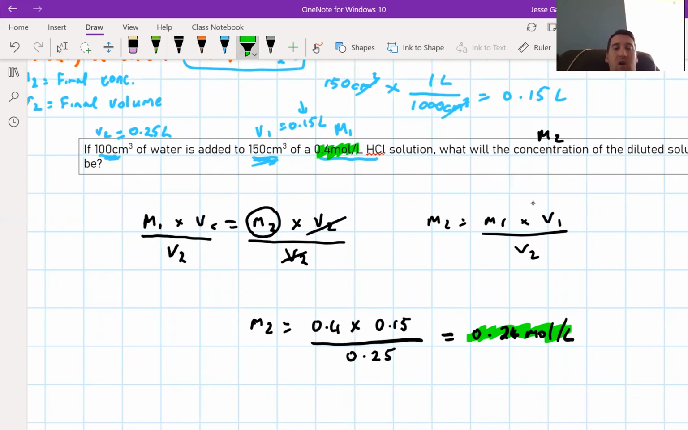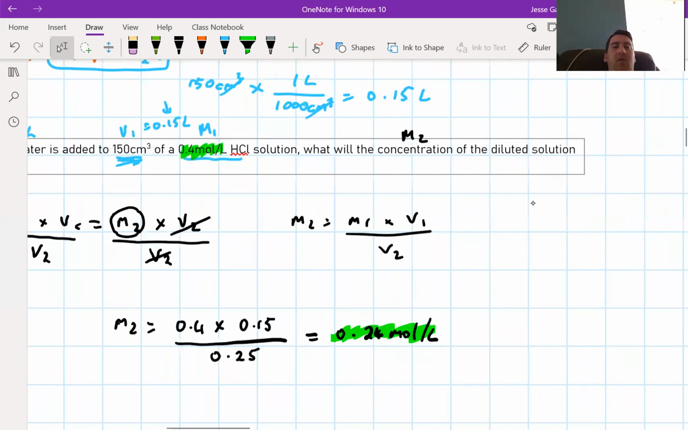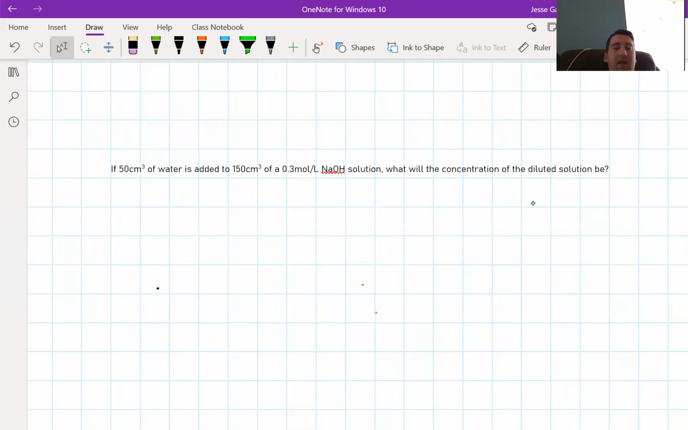Now that we've had a look at how to do that, I'm going to get you to pause the video, have a good look at this and study it. Take it down if you want to as a model example. Then you guys are going to have a look at this one for me. Pause the video and do this now.